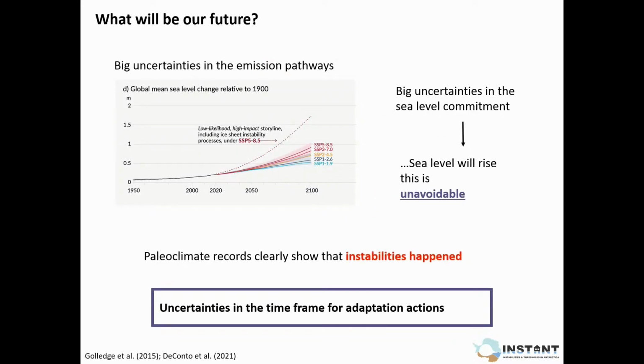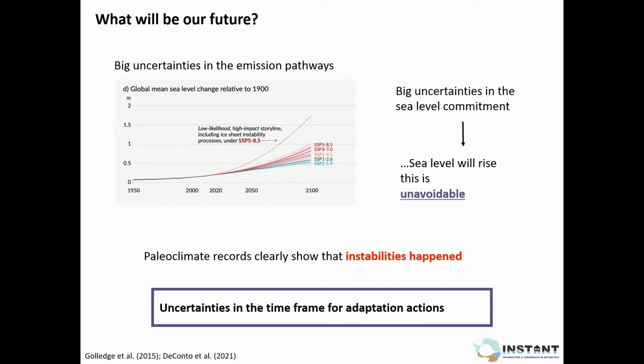So what will be our future? We have big uncertainties in the emission pathways. We don't know what it will be actually. And so this gives birth to this large range of sea level rise scenarios. So we still have big uncertainty in the sea level commitment. But sea level rise is unavoidable.